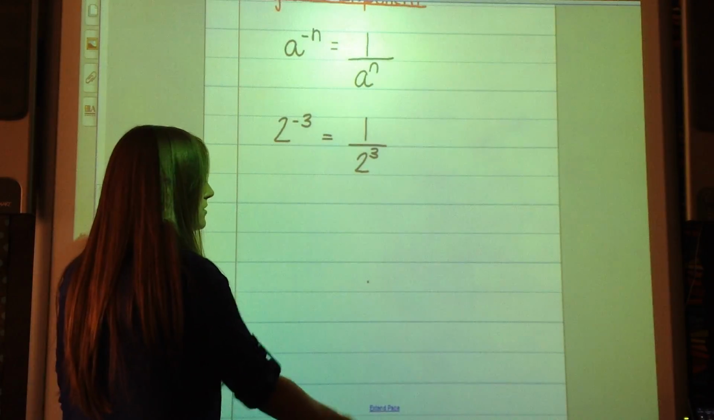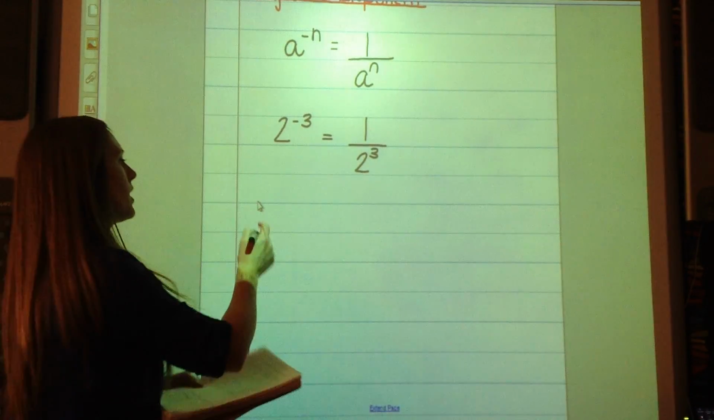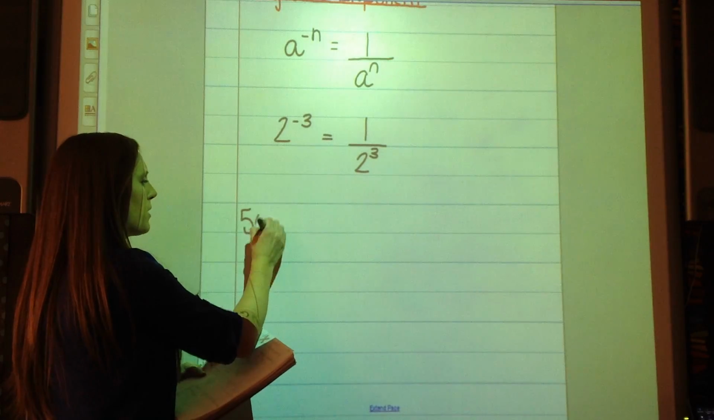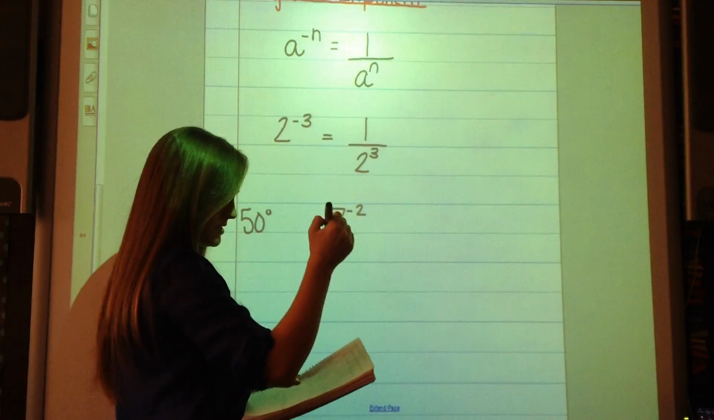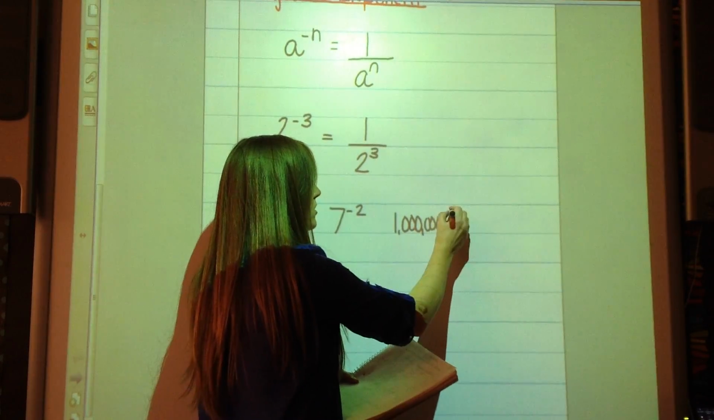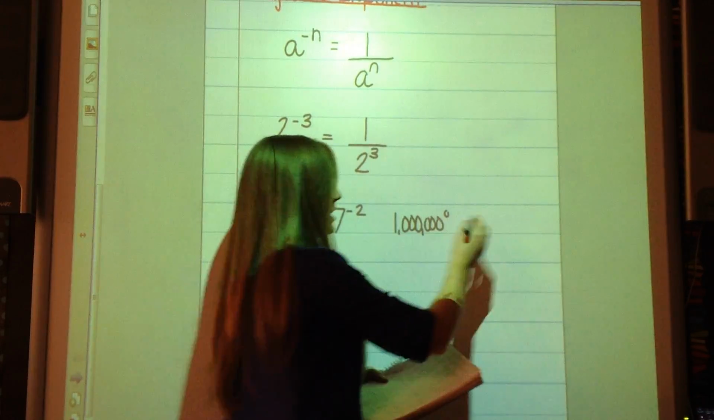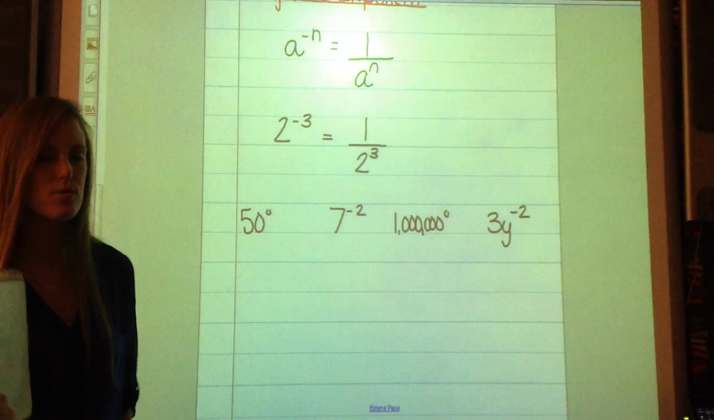Let's try some of these. We're going to mix the two together. We're going to try 50 with the power of 0, 7 to the negative second, 1,000,000 with the power of 0, and 3y to the negative second. Push pause and try those now.